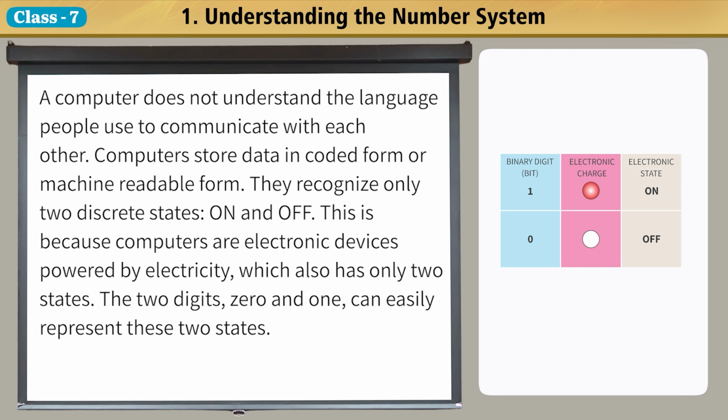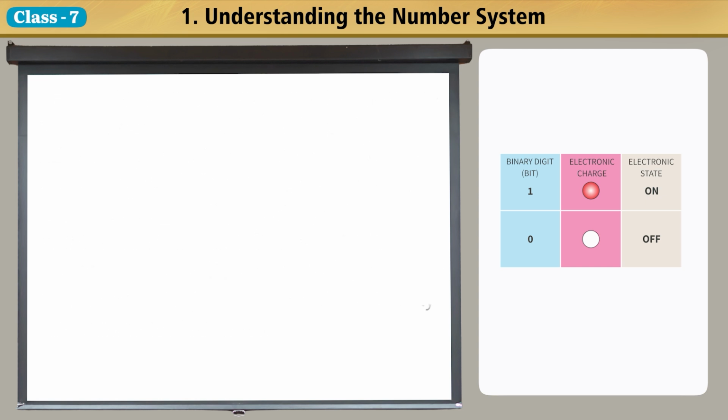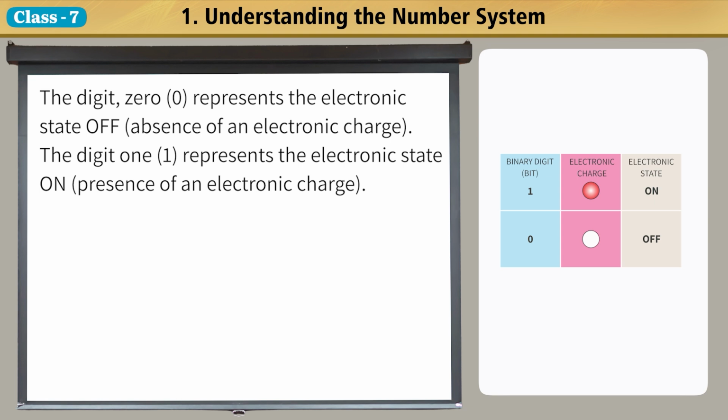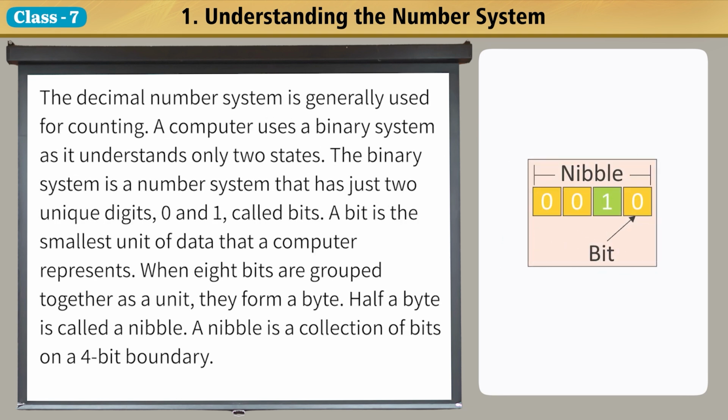The two digits, 0 and 1, can easily represent these two states. The digit 0 represents the electronic state of absence of an electronic charge. The digit 1 represents the electronic state of presence of an electronic charge. The decimal number system is generally used for counting. A computer uses a binary system as it understands only two states.